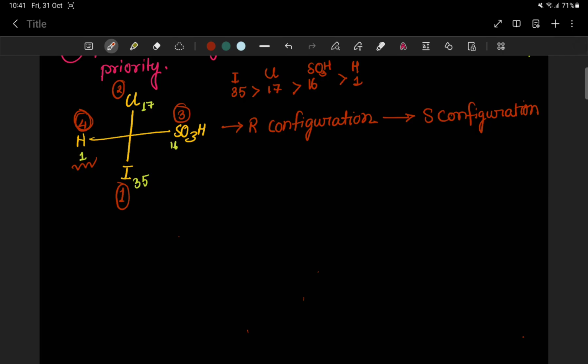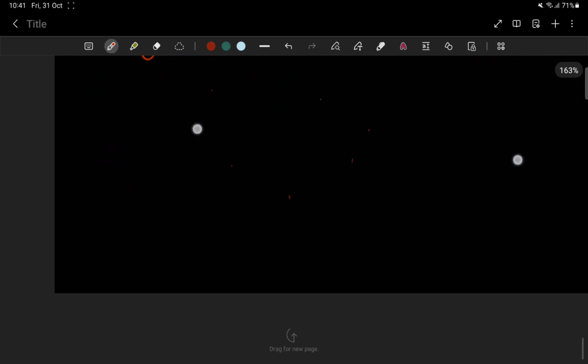Always remember that you go from the highest priority group to the lowest priority group, moving this way, 1 to 3. I am writing the rotation over here. This is clockwise rotation, R, but as the least priority is at the fourth position, it will come as S as the final answer. S is our final answer. I hope you understand what is happening. So, moving to the next step.